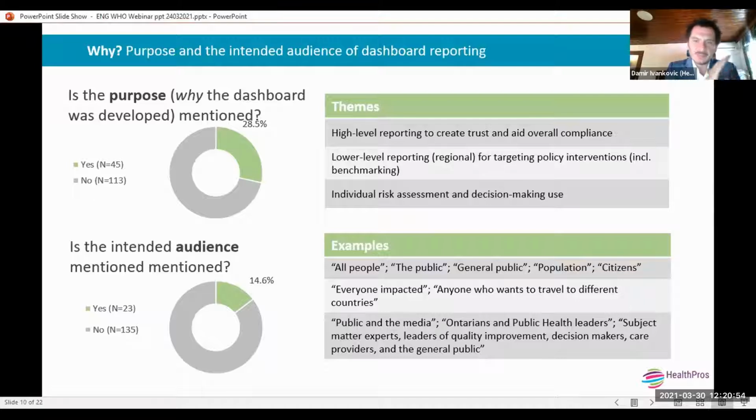Under the what, so just main results, there's more, and if you're interested, I highly recommend that you have a look at the article. Under the why, the main questions were, is the purpose of the dashboard's reporting stated clearly on the website? And also, is the intended audience stated clearly? And we see that under 1/3 of publicly available dashboards really do say why they are there, what the purpose of reporting is. They rarely can do that explicitly, and even more rare was the mention of who the dashboard was intended for. And you can see some of the examples on the right side.